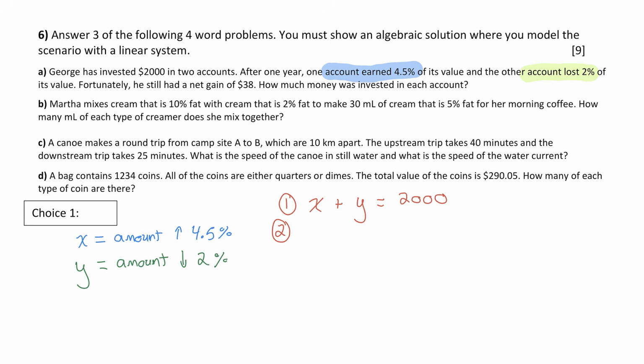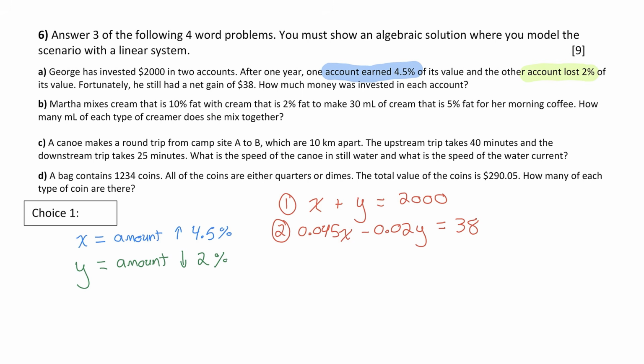My second equation will involve the interest that was earned. Well, if I find 4.5% of X, so 4.5% of what he invested in account X, I'll do 0.045 of X to find that. If I then subtract 2% of what he invested in Y, right, I need to subtract because he lost 2% of what he invested in Y, so I have to subtract 2% of Y, so do 0.02 times Y to calculate that. I know if I do this, 4.5% of X minus 2% of Y, that's going to give me his net profit of $38.